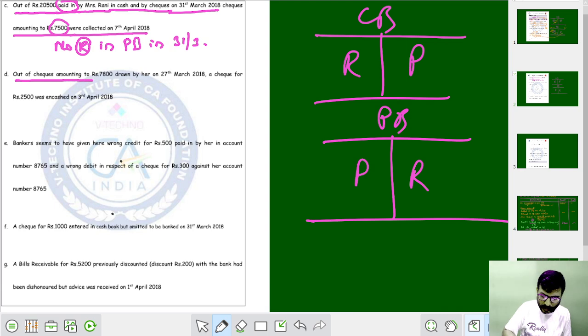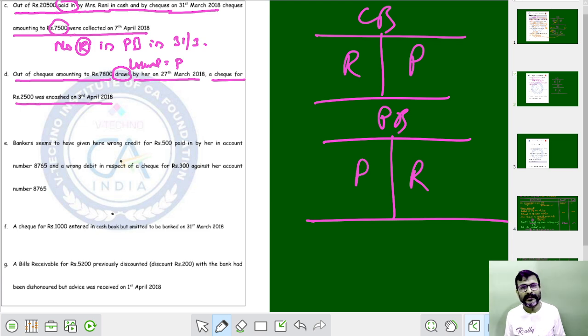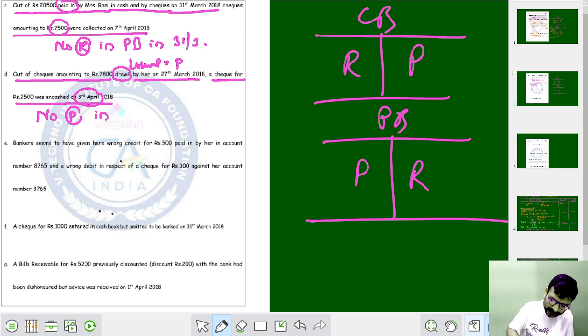See the next point. Out of the checks amounting to rupees 7,800 drawn. Drawn means issued. Issued means payment. On 27th March, a check for rupees 2,500 was encashed on 3rd April. Encashed means payment. It was on 3rd April, which means no payment in passbook. Why? Because encashment of a check is possible only in the bank, only in the passbook. When there is no payment in passbook, no debit in passbook, so I have to take it on the debit side.